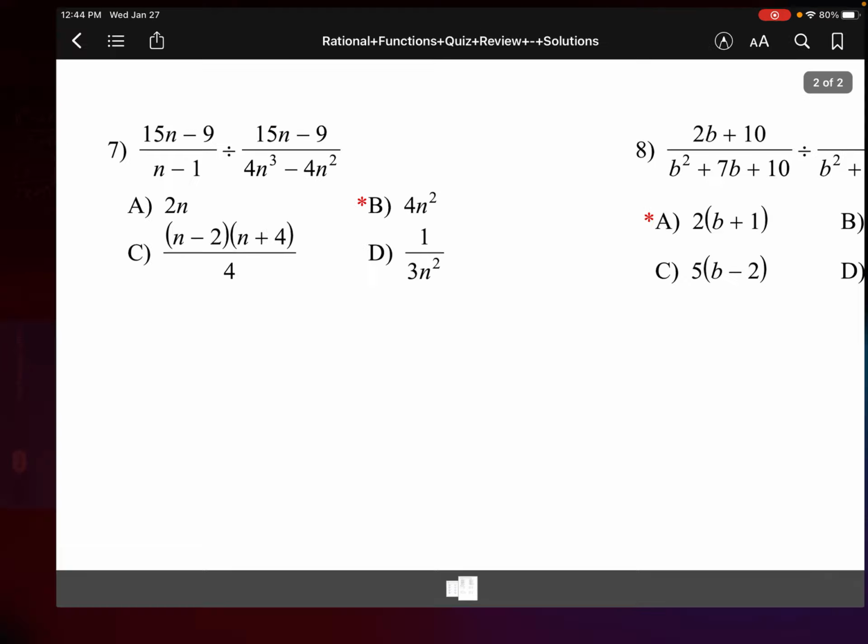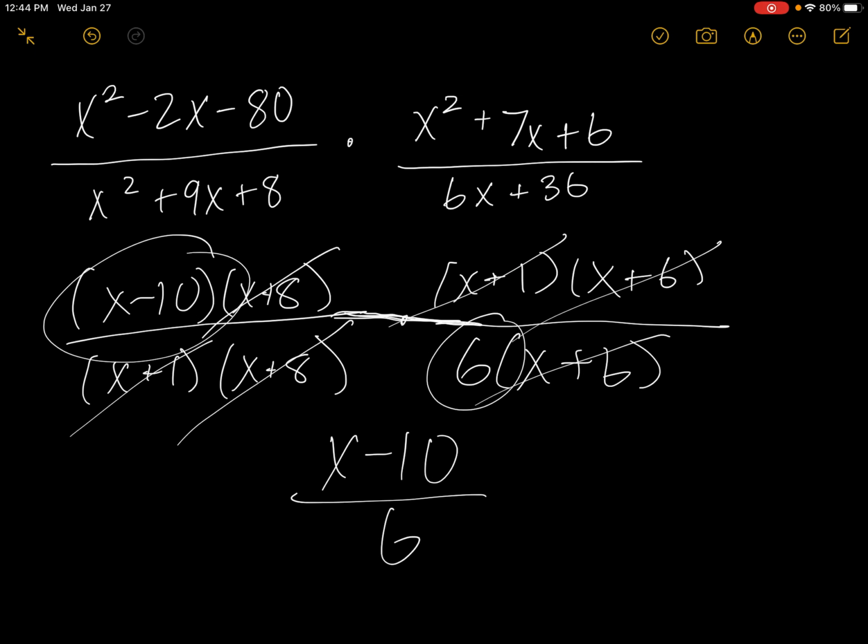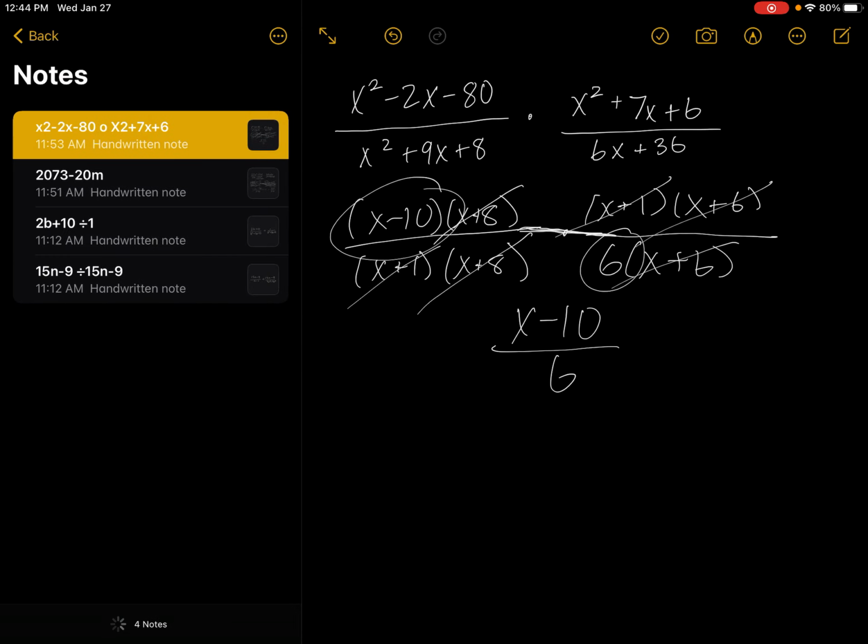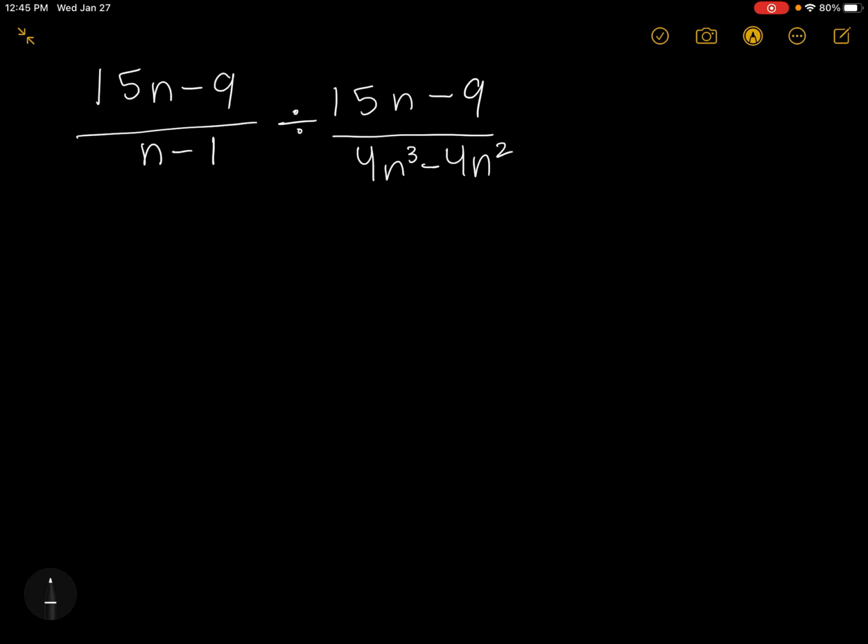I'm going to go over to the notes over here again so I can have more space. So the first step in dividing rational expressions is the same as when we are multiplying. We are going to factor everything out first. In the numerator in our first expression, we're going to factor out 3. So we have 3. 15n divided by 3 is going to be 5n. And then negative 9 divided by 3 is negative 3.